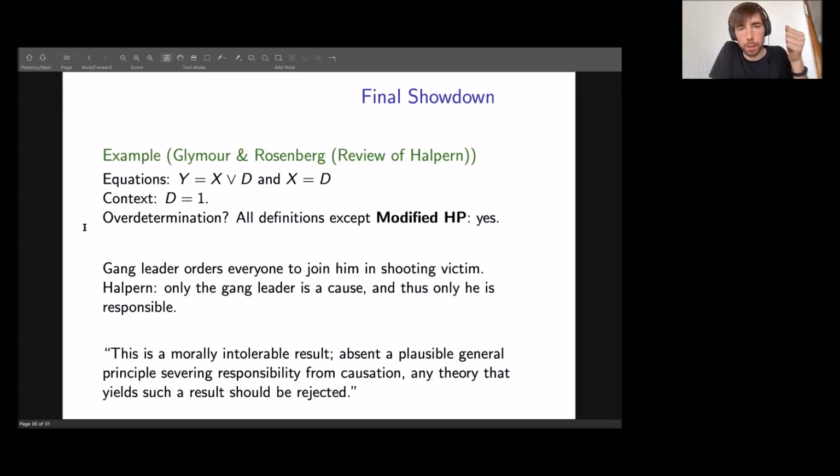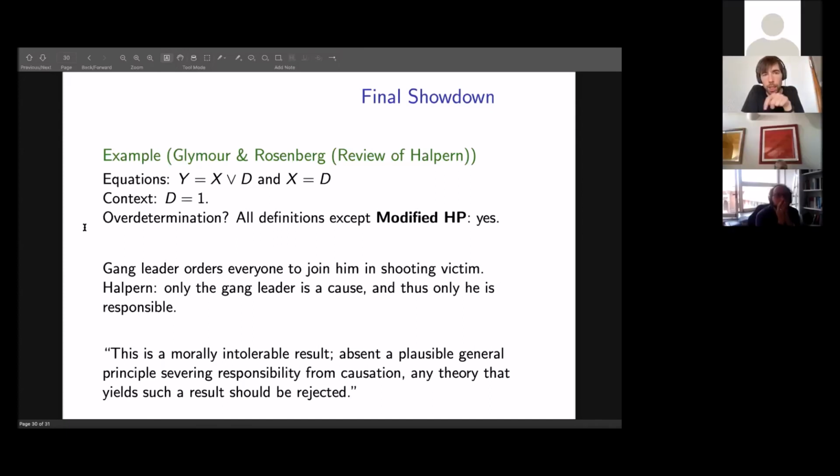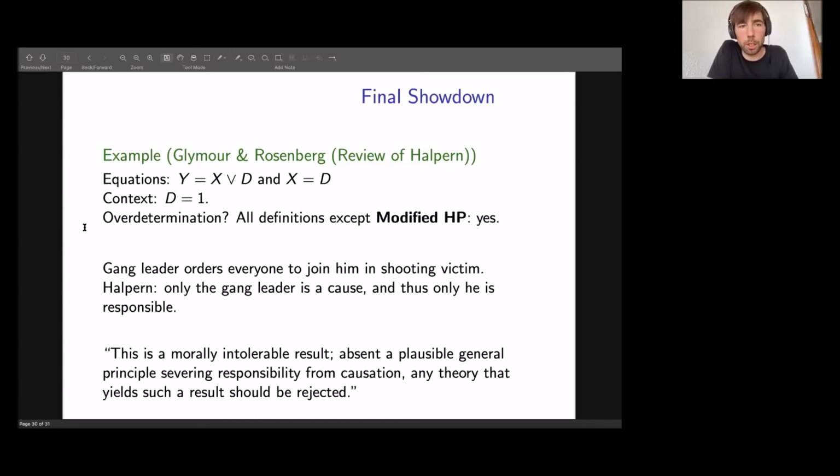There are two events which occur. Each of them by themselves are sufficient for the effect to occur. And they are each equally powerful, you could say. And indeed, if you look at all the definitions that I've considered, and all the most well-known definitions in the literature, they all agree that both x being 1 and d being 1 are causes of y being 1. So they both overdetermine y. The only exception is Halpern's definition. It says that x being 1 is not a cause of y being 1.